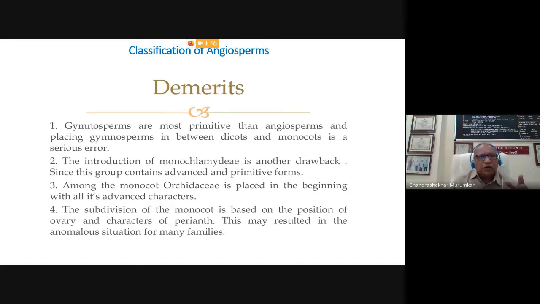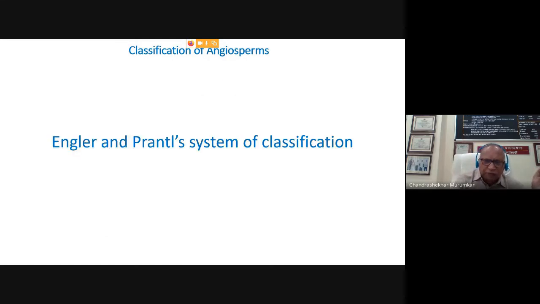Their system of classification was accepted by half of the world, where the Britishers were ruling. Similarly, there is another trend which came from Germany. The Engler and Prantl system of classification was accepted by the communist world, and the remaining half of the world.